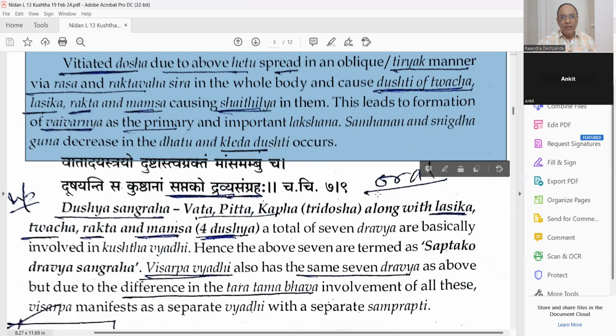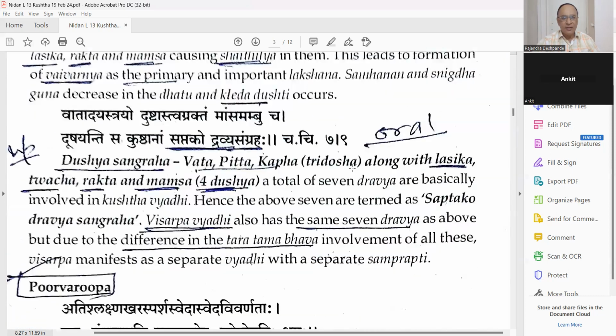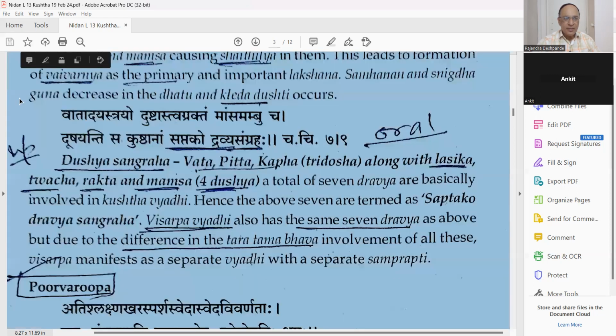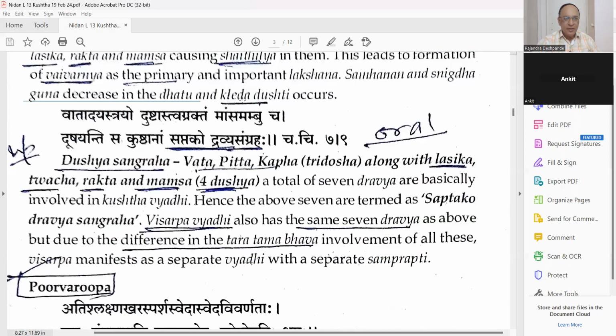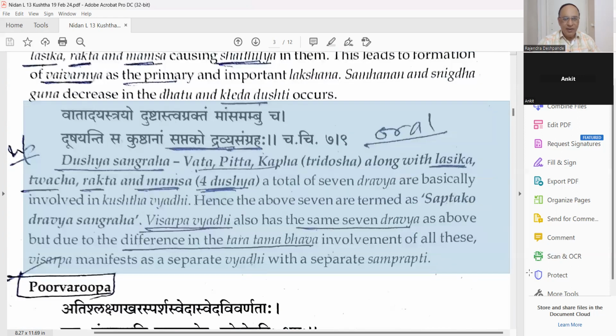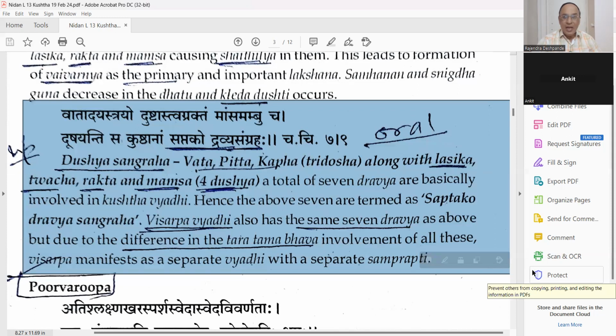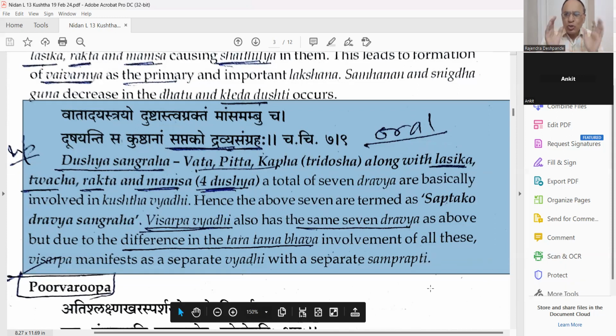Okay. Now we will see according to Charak. What Charak is saying about the samprapti. Just a few minutes to me, because Dr. Deshpande is giving a very nice focus. Now here the most important topic is there.